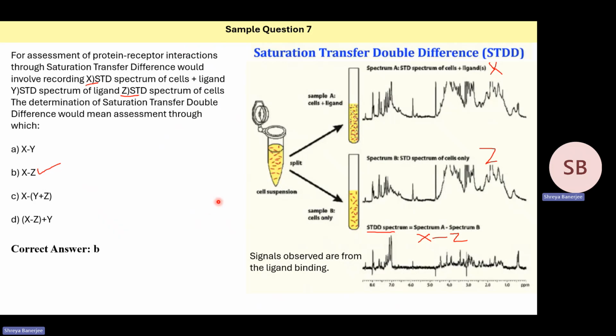This is basically used for proteins which are membrane bound. So you're not able to purify the protein from the cell. In that case, normal STD NMR can't be used because in normal STD NMR, you need a spectra of the pure protein. Since you cannot do that, you do STDD NMR, where you have a STD spectra of the cell plus the ligand. Then you have the STD spectra of only the cell. And the difference of this, we are calling saturation transfer double difference. That is giving you the signal of the ligand that is binding. So the correct answer is B.